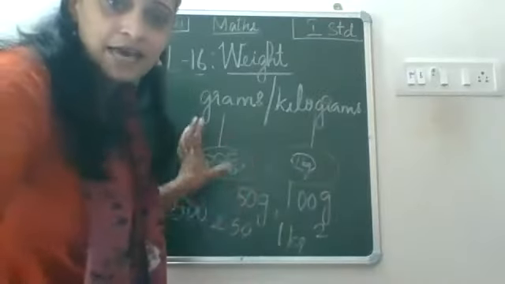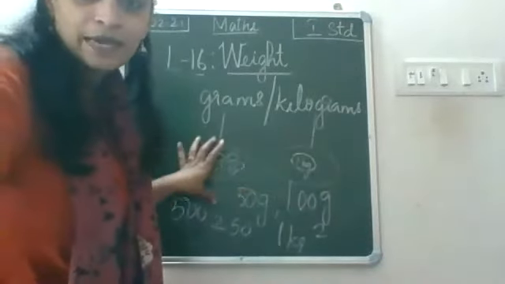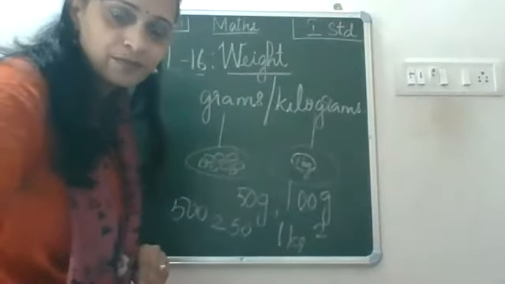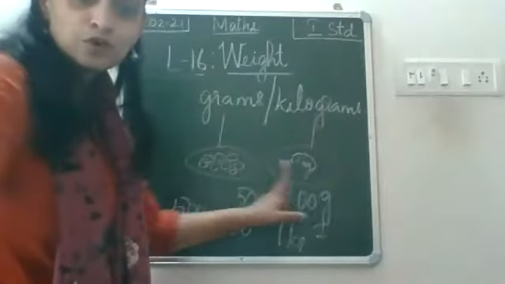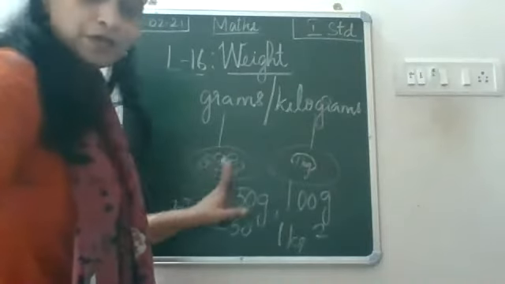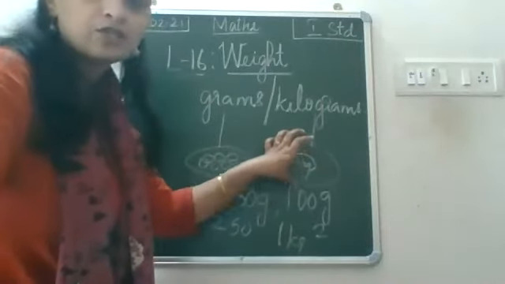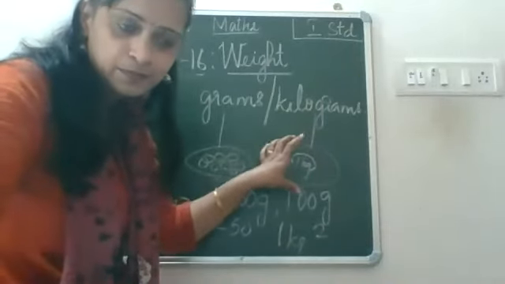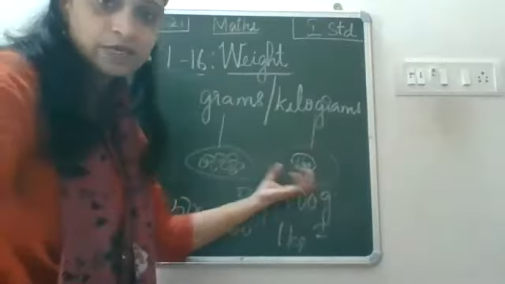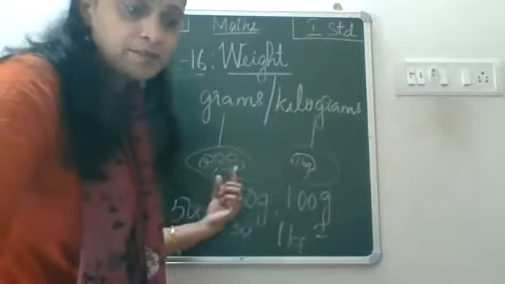How many pans or plates does a weighing balance have? Two. Very good. A weighing balance has two pans. One to keep the vegetable and the other to keep the kg weights over here. So it has two different pans.